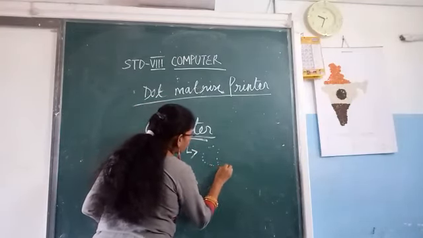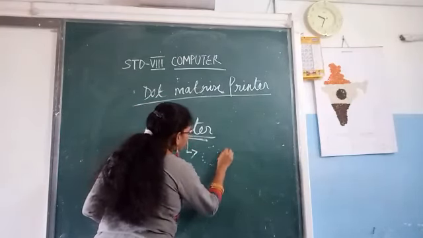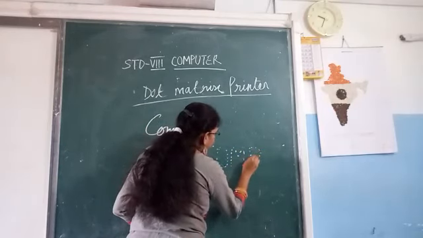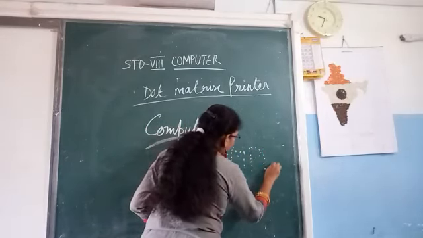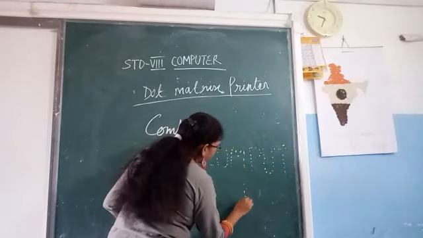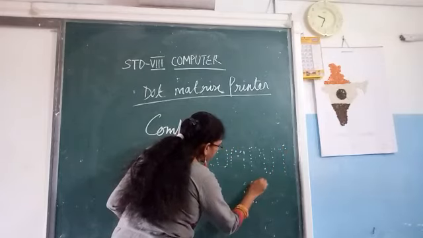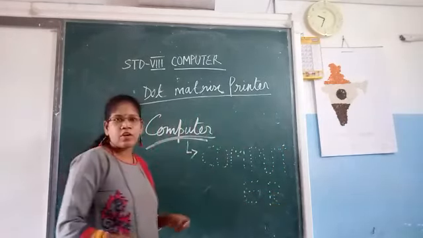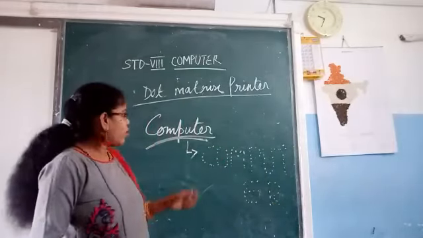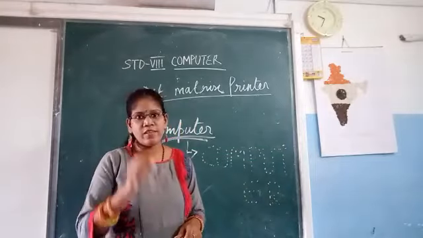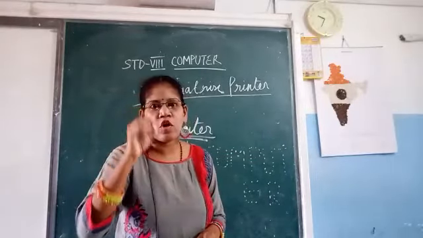See this, C, O, M, P, U, T, E, R. I think you are understanding what I mean to tell you. The word computer will come in dot wise. All the letters will come in dot wise.